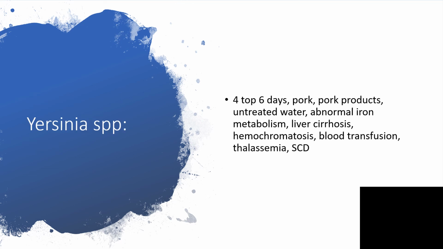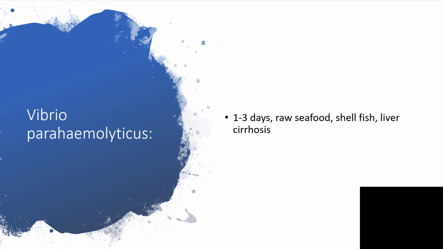Yersinia species, 4 to 6 days, found in pork products, untreated water, and associated with abnormal iron metabolism, liver cirrhosis, hemochromatosis, blood transfusion, thalassemia, and sickle cell disease. Yersinia species are associated with abnormal iron metabolism. Vibrio parahaemolyticus, 1 to 3 days, found in raw seafood, shellfish, and liver cirrhosis.